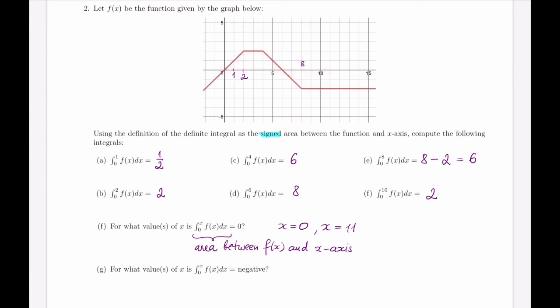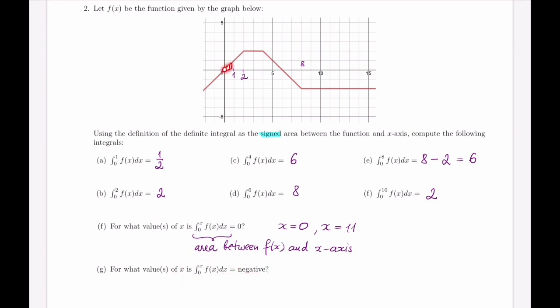Let's take a look at this next question. For what values of x is the integral between 0 and x negative? So again, we have to think of what the integral means in terms of area. This is asking for what value or values of x is this integral, this area between the function and the x-axis, negative. So again, think of the paint roller.